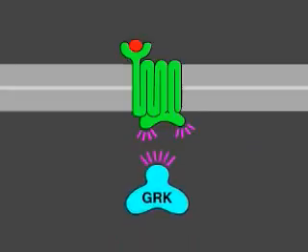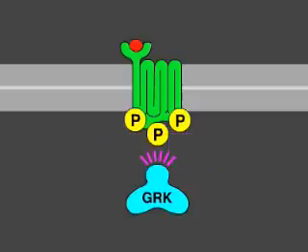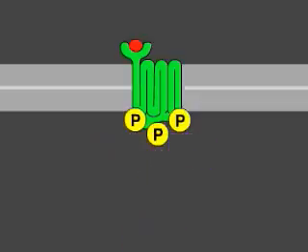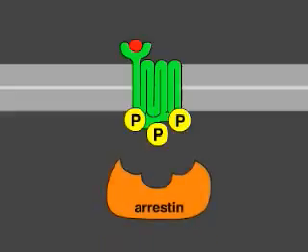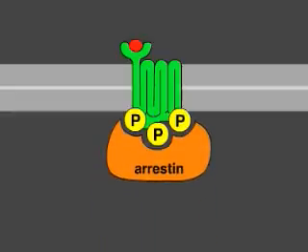In this case, a receptor kinase phosphorylates the cytosolic portions of the activated receptor. Once a receptor has been phosphorylated in this way, it binds with high affinity to an arrestin protein, which inactivates the receptor by preventing its interaction with G proteins. Arrestins also act as adapter proteins and recruit the phosphorylated receptors to clathrin-coated pits, from where the receptors are endocytosed, and afterwards they can either be degraded in lysosomes or activate new signaling pathways.